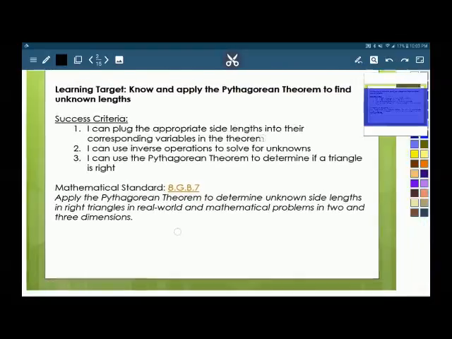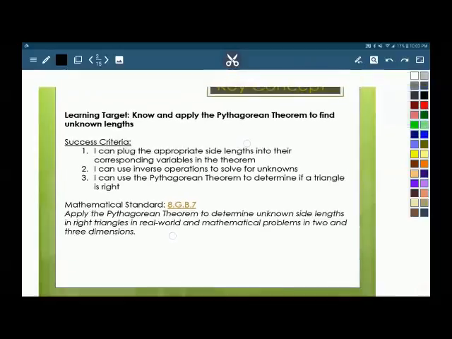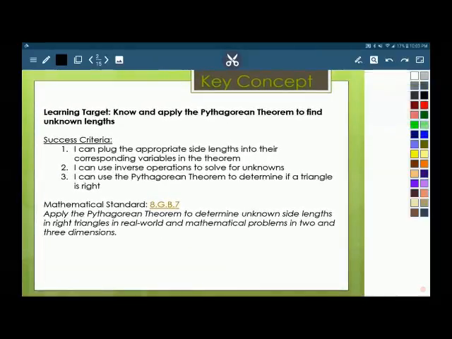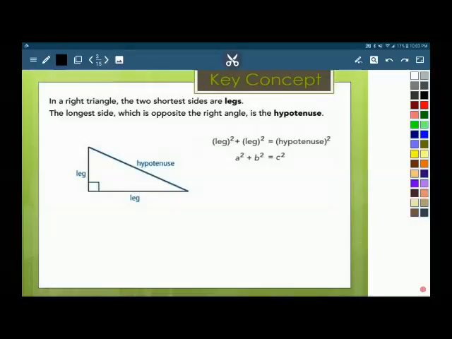Okay, so the Pythagorean theorem, there was this ancient Greek philosopher named Pythagoras, and he was doing a lot of experimentation with triangles. And what he noticed was there was a common pattern to all of the triangles that had a right angle in them. So let's go over right triangles.